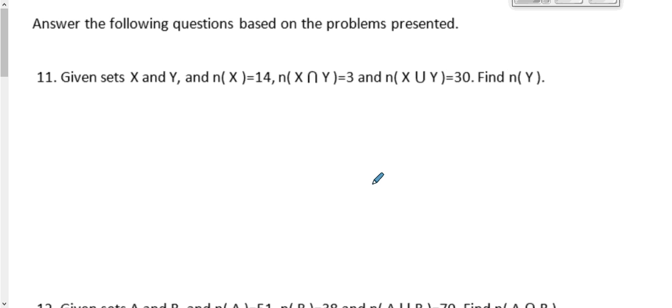Okay, in this video, we will be looking at problems 11 through 14. They're all set notation, and you have to calculate the missing value. So this is 11 through 14.